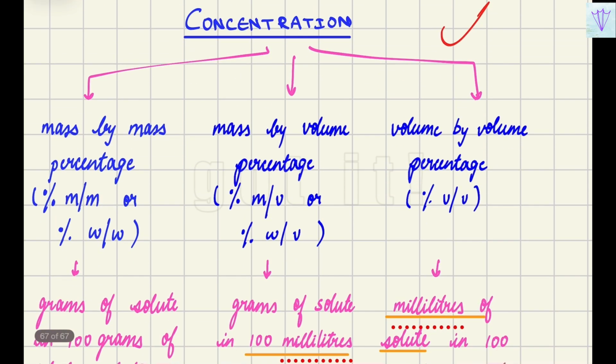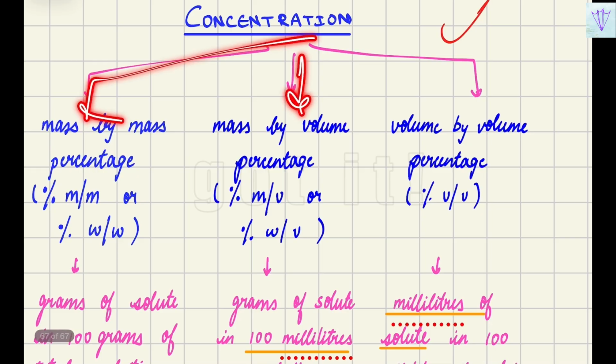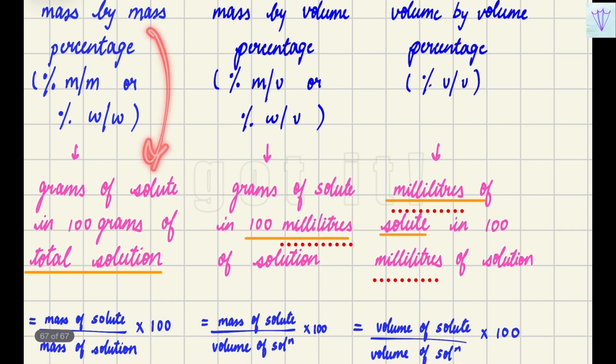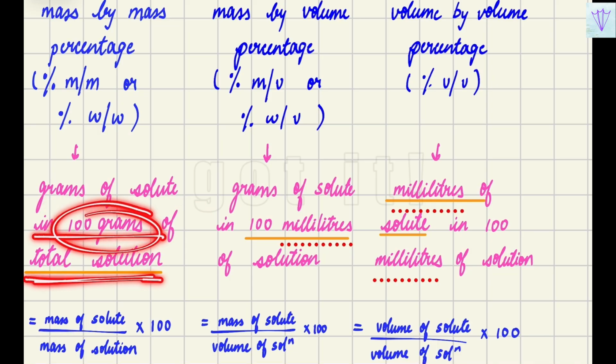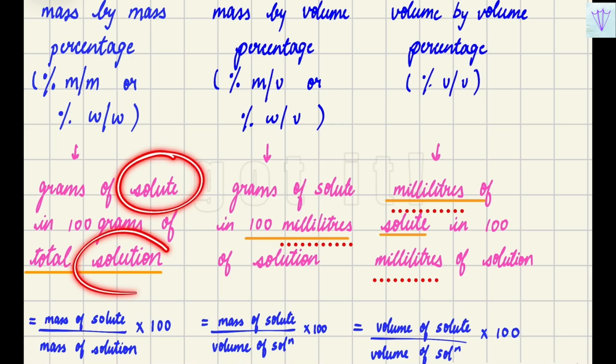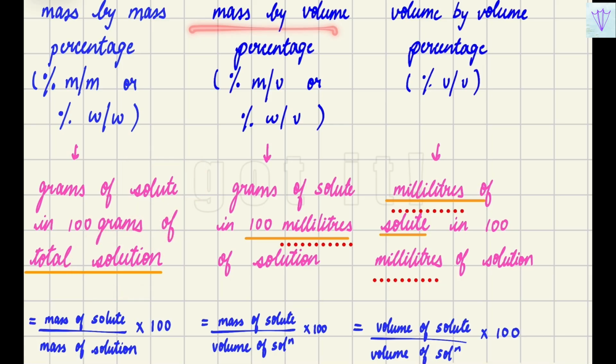The concentration terms. So the concentration can be measured in these three categories, which is mass by mass percentage, mass by volume percentage, and volume by volume percentage. When you say mass by mass percentage, it means how many grams of solute is present in 100 grams of the total solution. So here it is solute and solution. When it is mass by volume percentage, it is the grams of solute in 100 milliliters of solution. When it is volume by volume percentage, how many milliliters of solute is there in 100 milliliters of solution.